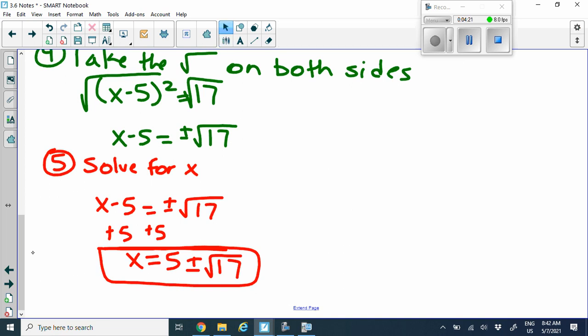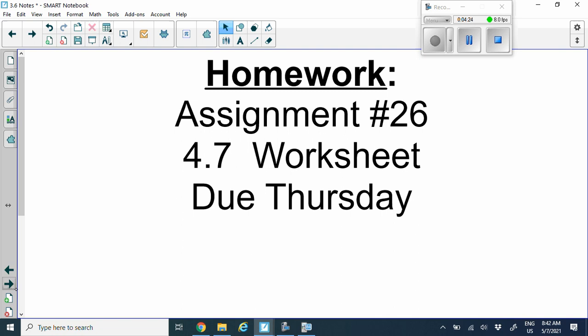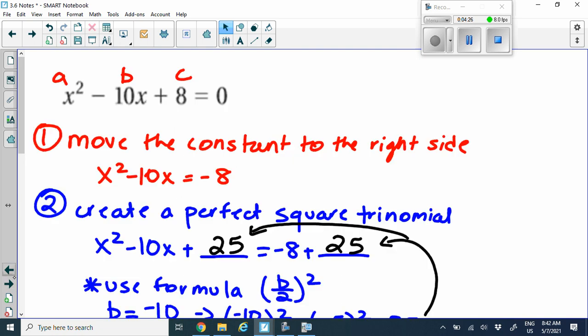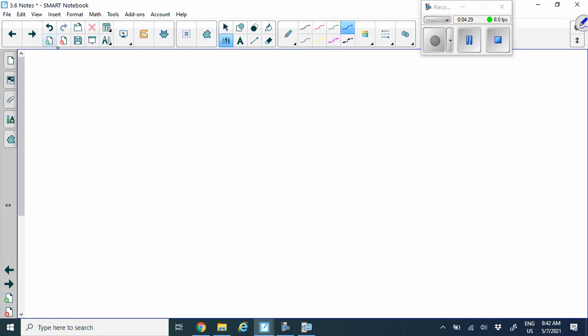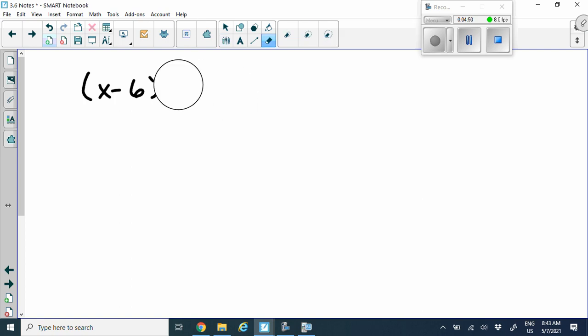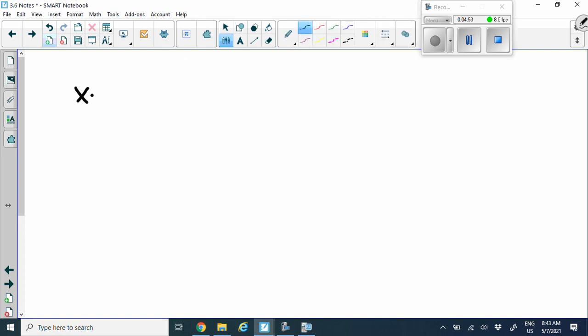Okay, I do want to talk about this. We've kind of seen it a little bit when we took the square root on both sides. What happens if, let's say we solve and we get, I don't know, x minus 6 equals plus minus 4. Okay, so we did the completing the square, we got to this point. So let's say we have x minus 6 equals plus or minus 4, and we are solving.